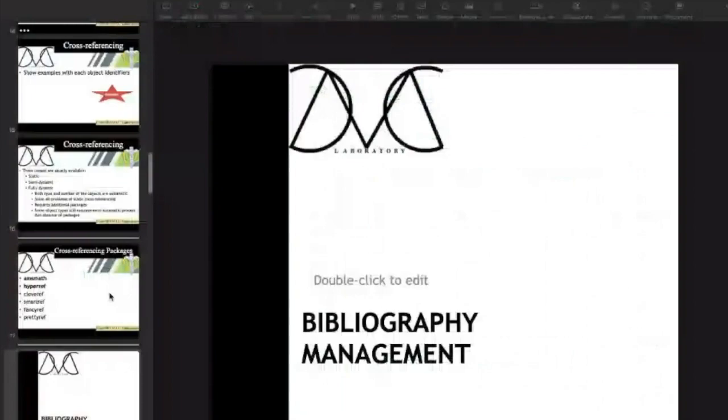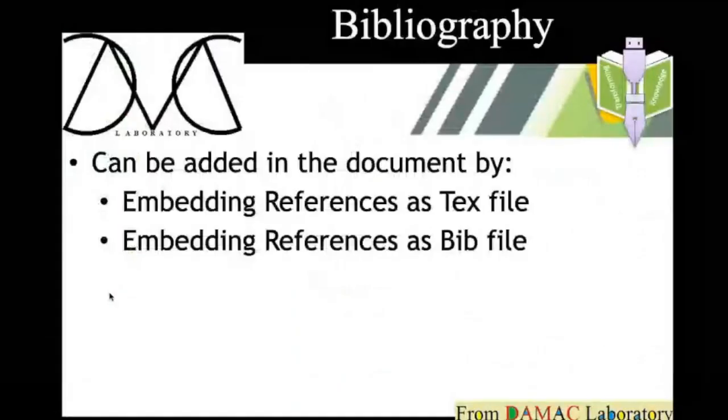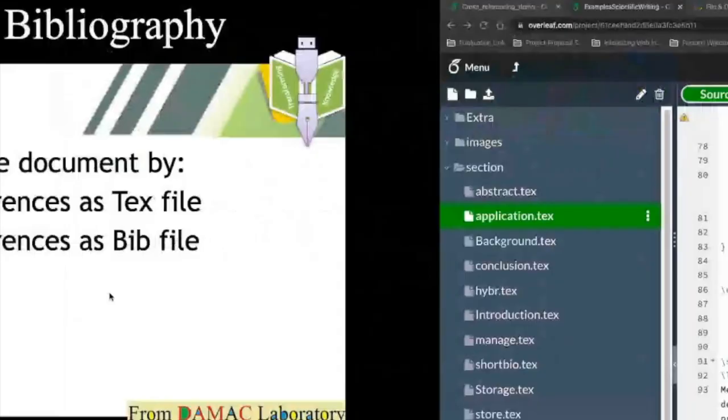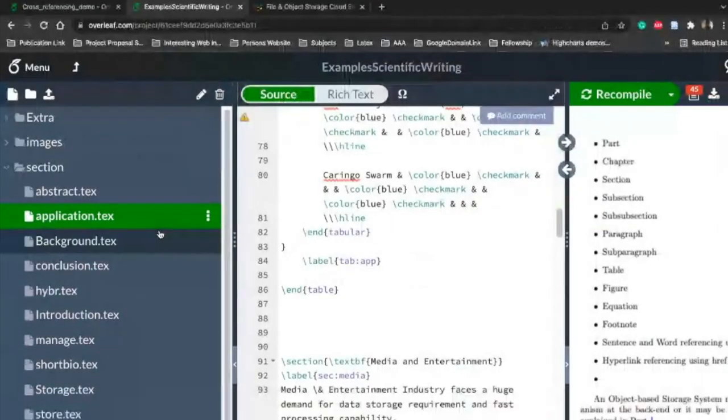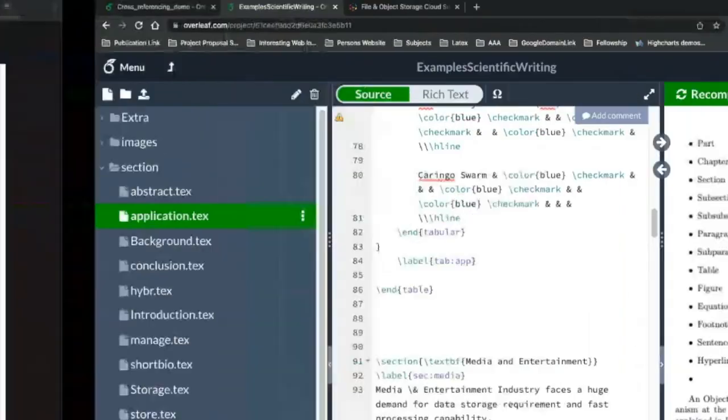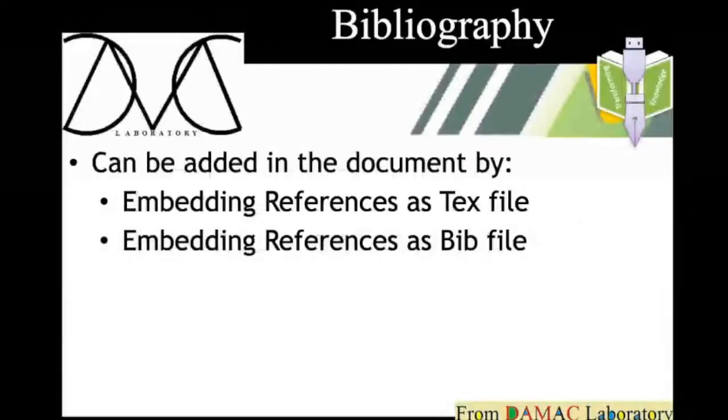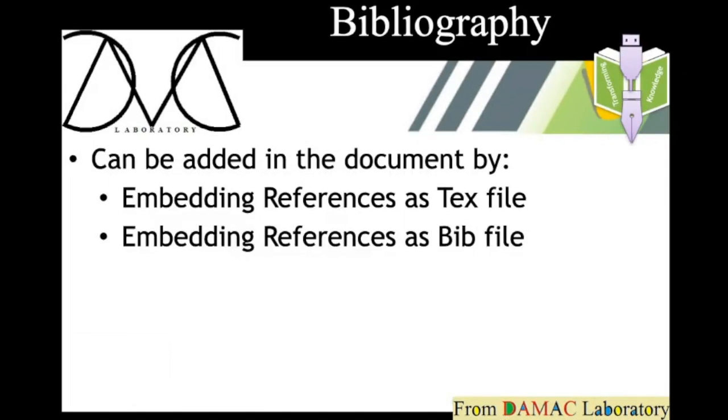Another way is to embed references in the bib file. A bib file is like a text file in LaTeX, but specifically used for bibliography, like this .bib file. A text file is for text, and the bib file is for bibliographic content. So you can add your content in the bib file, and then from the bib file you can refer to sources in your text.